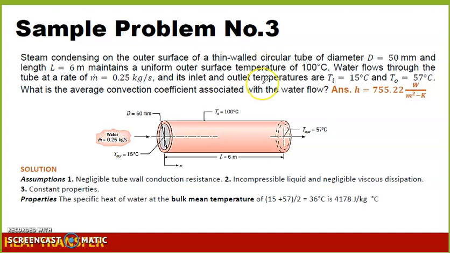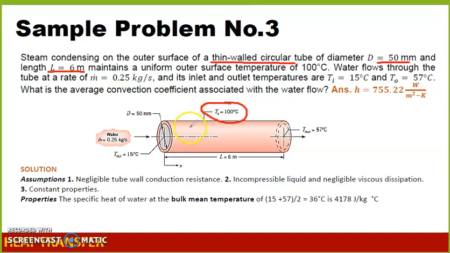Sample problem number 3 for internal force convection. For number 3, we are given, this is almost similar with what we have for problem number 2. We have a thin-walled circular tube of diameter 50 mm, and the length is 6 meters. It is maintained at a uniform outer surface temperature of 100 degrees Celsius.